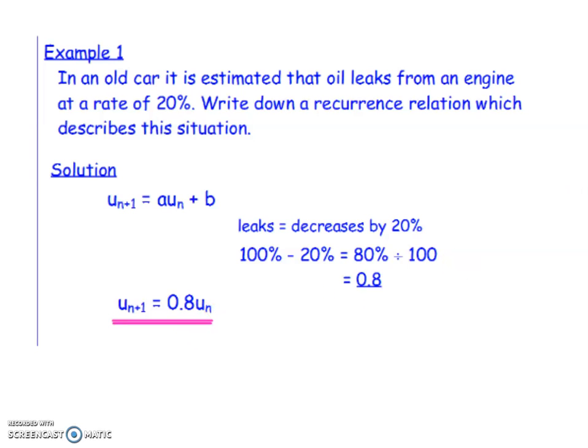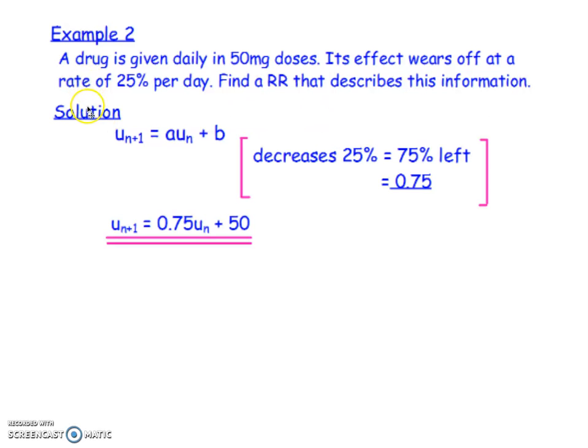Let's look at example 2. A drug is given daily in 50 milligram doses. Its effects wear off at a rate of 25% per day. Find a recurrence relation that describes this information. So, the drug wears off at a rate of 25%. So that means it's going to be a decrease. So you have a decrease of 25. That's going to be 0.75. You're doing 100 subtract 25, divided by 100, and that gives you 0.75.